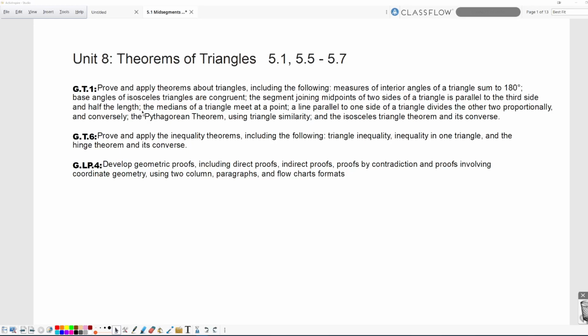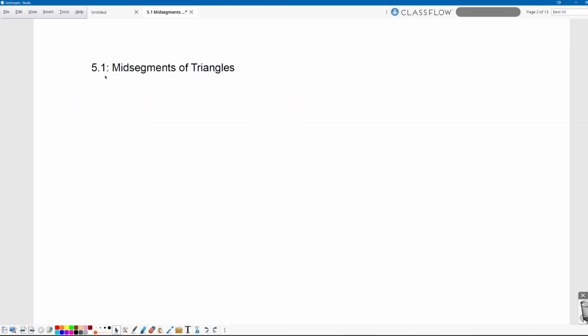Okay, so today we're going to take a look at the beginning of Unit 8, which is over more theorems of triangles. Today we're going to look at mid-segments, but then we'll take a look at what side lengths will actually form a triangle. We'll take a look at the Pythagorean theorem and more to do with that in this unit. So, as I've already mentioned, the first thing we're taking a look at today is the mid-segments of triangles.